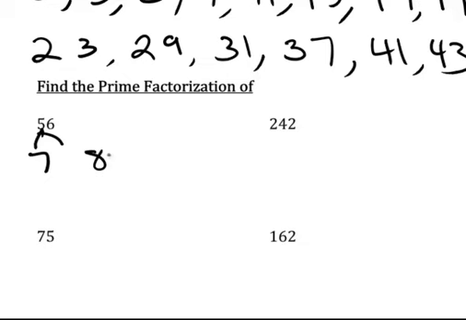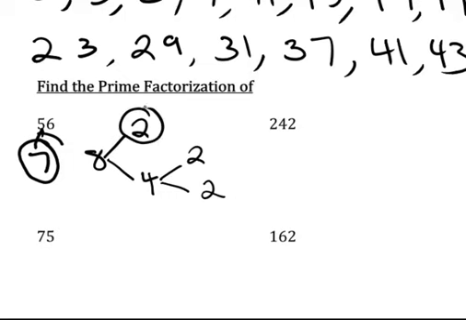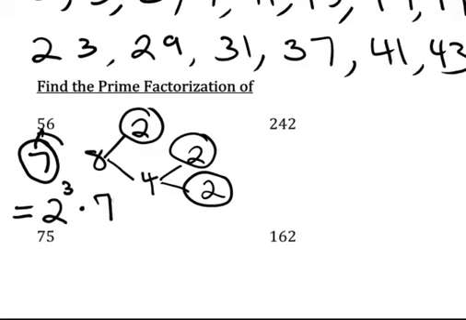Okay, well now, can I break up the number 8? Yes, I can. 8 is 2 times 4. Can I break up the number 4? Yes, we can. That's 2 and 2. Now, I can't break any of these numbers down anymore, so I'm going to circle my prime numbers. 7 is prime, 2 is prime, 2 is prime, and this 2 is prime. So when I write out my prime factorization, this is 2 to the third power times 7. I want you to notice I'm not using my numbers 8 and 4 because I was able to break those numbers down.